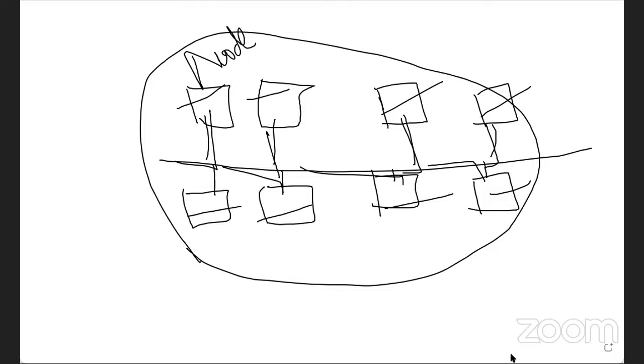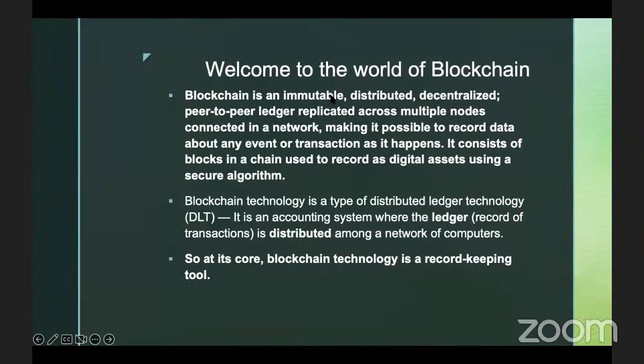That's why we are calling it transparent. So blockchain is immutable, distributed in the sense the information is shared with everyone in the peer-to-peer network. Decentralized, why is it called decentralized? There is no central authority. All are bosses. And peer-to-peer ledger. Why do you call it peer-to-peer? It's on a peer-to-peer computer network. Ledger means record keeping tool. So it is an immutable, distributed, decentralized peer-to-peer record keeping tool replicated across multiple nodes connected in a network.